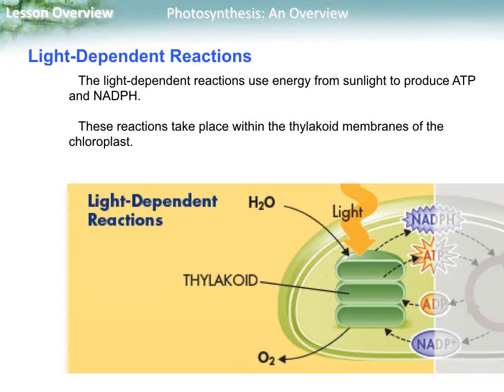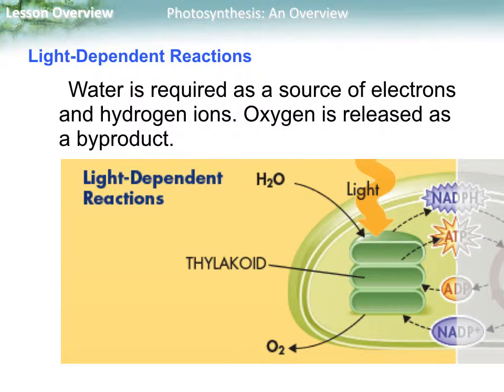The light-dependent reactions use energy from sunlight to produce ATP and NADPH. These reactions take place within the thylakoid membrane. Water is required as a source of electrons and hydrogen ions, so oxygen is released as a byproduct. The whole point of needing the water is, remember we talked about in order to change the NADP to NADPH, you had to have a hydrogen. Well, that's where this comes from.